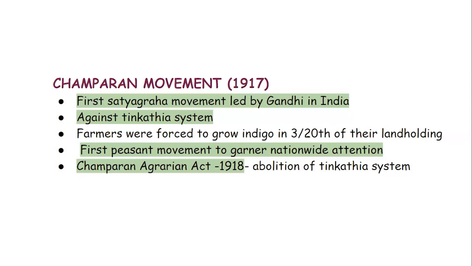Champaran movement is really important, and as a result of this movement, there came the Champaran Agrarian Act of 1918, and it led to the abolition of the Tinkathiya system. So there is a chance for a question like, which act led to the abolition of Tinkathiya system in India? And the answer is Champaran Agrarian Act of 1918. Okay, so that's it about Champaran movement.